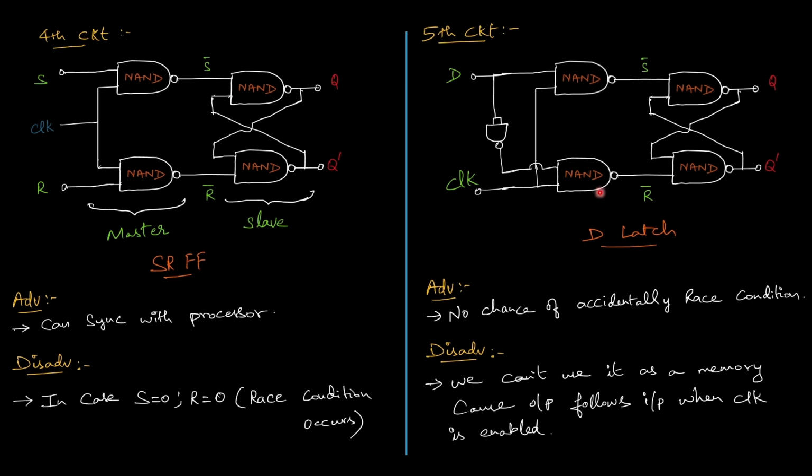So we have solved one problem, but another problem appears. Whenever the clock is high, the output automatically follows the input. So if the input changes 3 times, the output also changes 3 times. That's why a D latch is called a transparent latch.